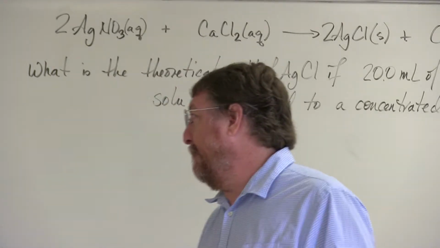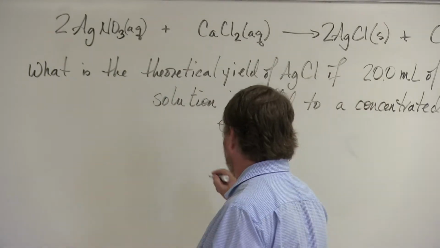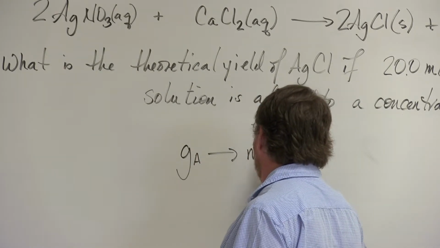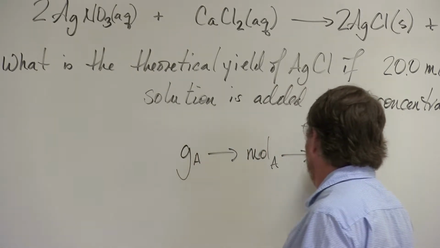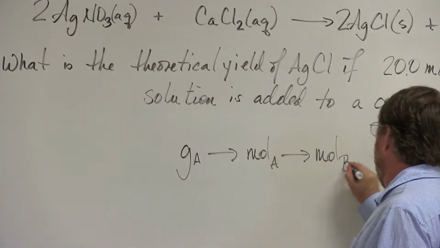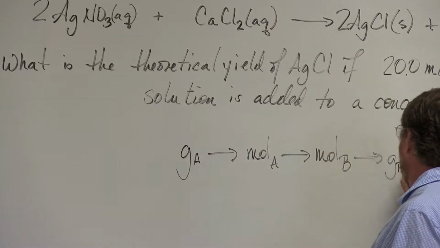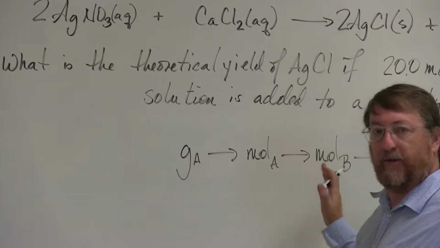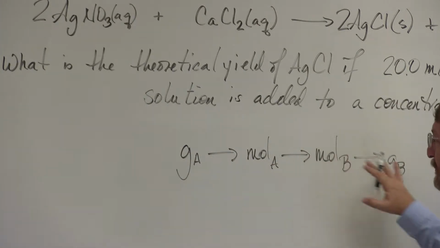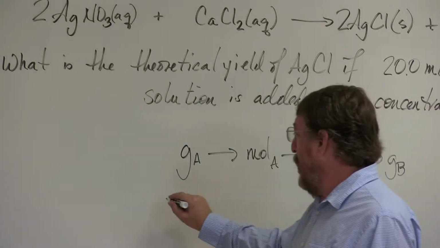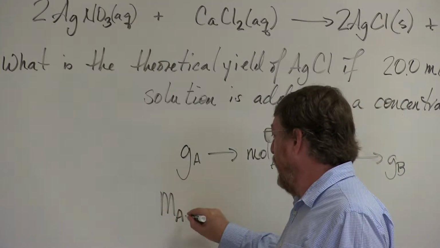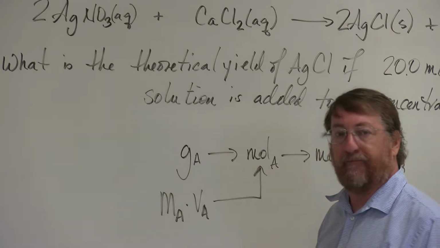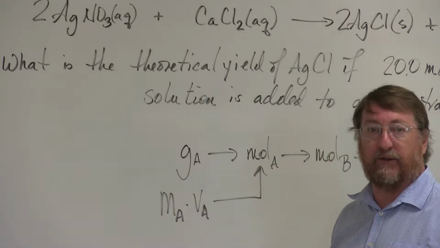So we learned when we did stoichiometry that we could take grams of A to moles of A to moles of B to grams of B. And we could go anywhere in here. We might start here and end here, start here and end there. We can do any combination. Doesn't mean every problem has to go all the way. But now we can take the molarity of A times the volume of A and go straight into moles of A. We don't even need the molar mass of A to do this.